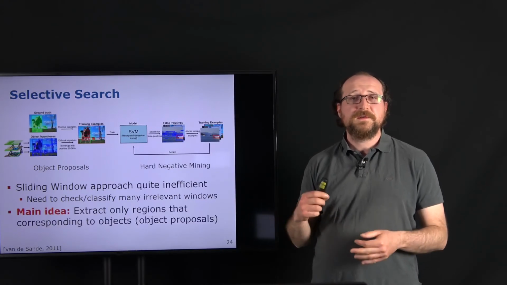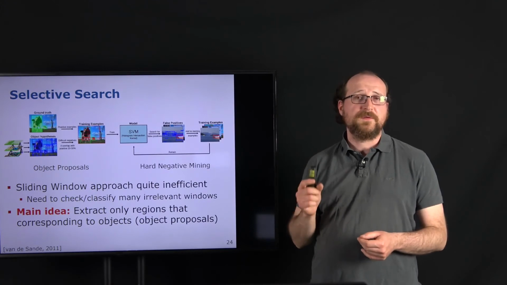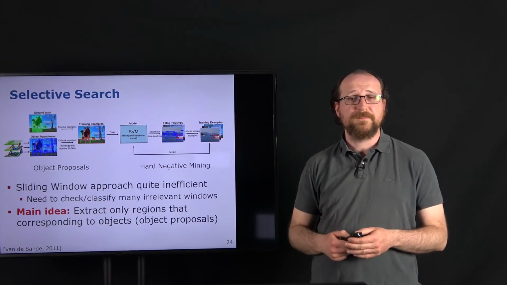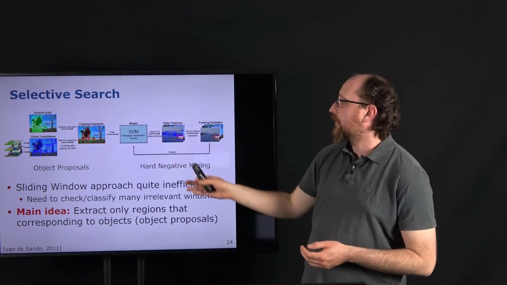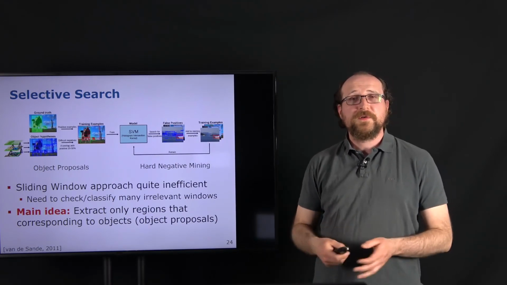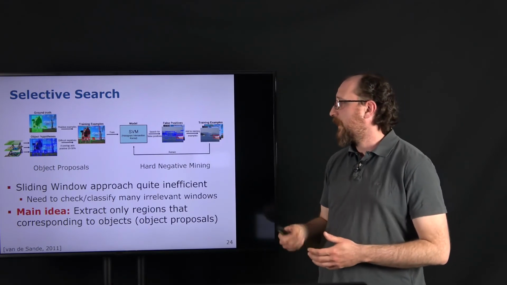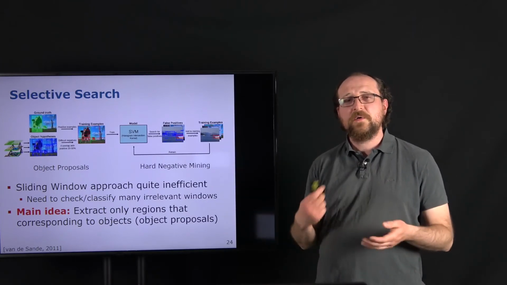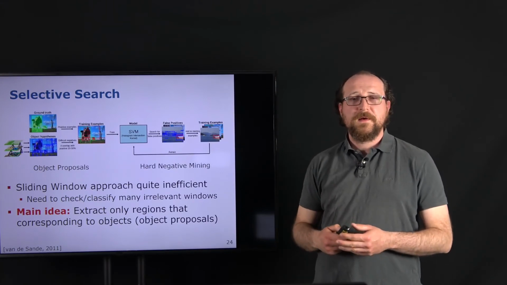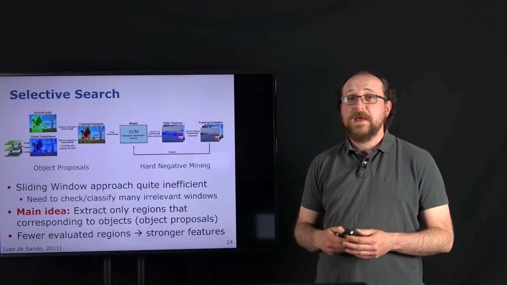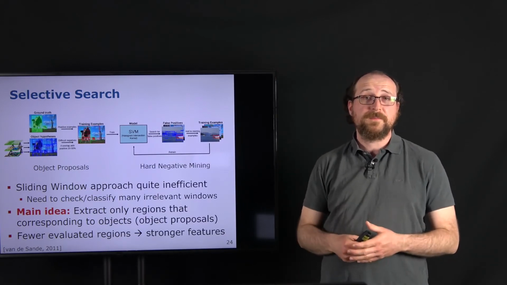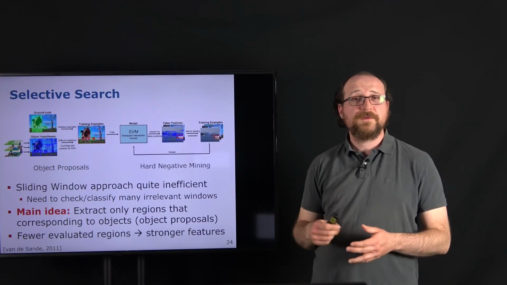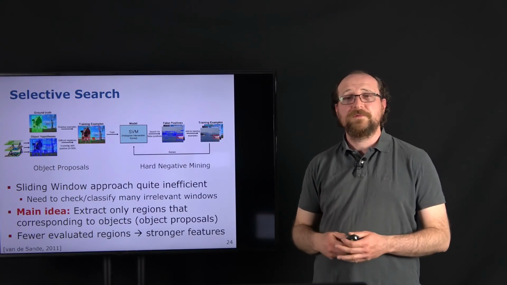The main idea here is that we are only interested in extracting regions that really contain some objects. So we want to have object proposals. And as you can see here, this is combined again with the approach that Dalal and Triggs introduced, hard negative mining, to get a strong classifier in the end. But how does this object proposal generation work? Of course, we are using fewer object proposals, so we can then also use stronger features. We are not restricted only to HOG features, but can use more powerful features in the end.